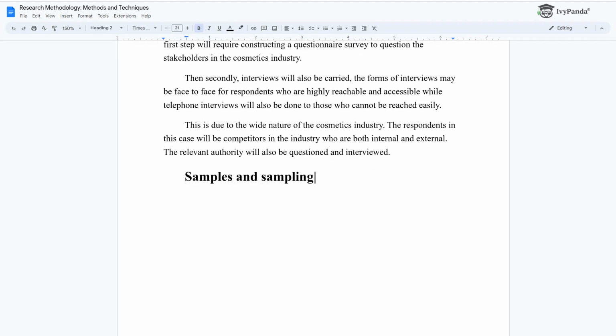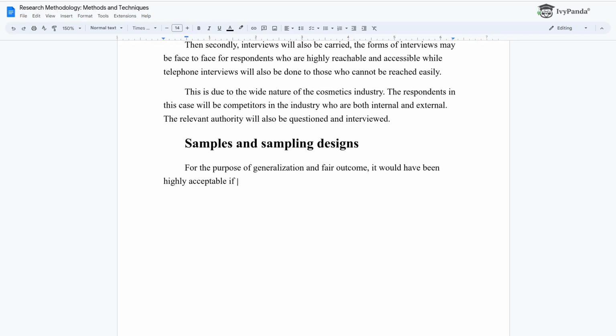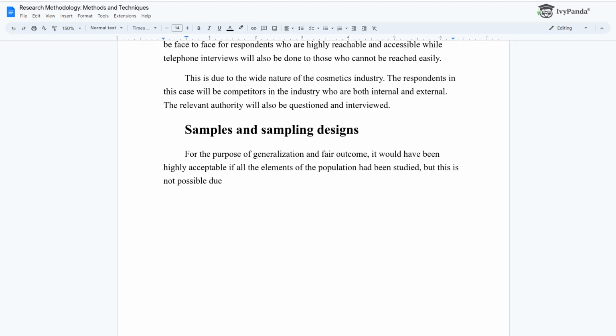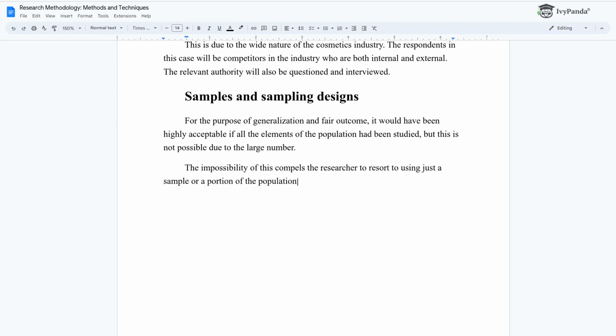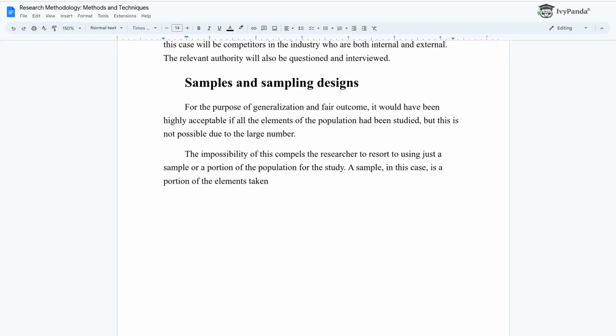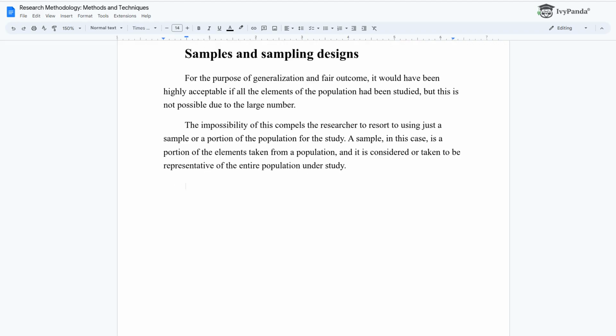Samples and sampling designs. For the purpose of generalization and fair outcome, it would have been highly acceptable if all the elements of the population had been studied, but this is not possible due to the large number. The impossibility of this compels the researcher to resort to using just a sample or a portion of the population for the study. A sample, in this case, is a portion of the elements taken from a population, and it is considered or taken to be representative of the entire population under study.